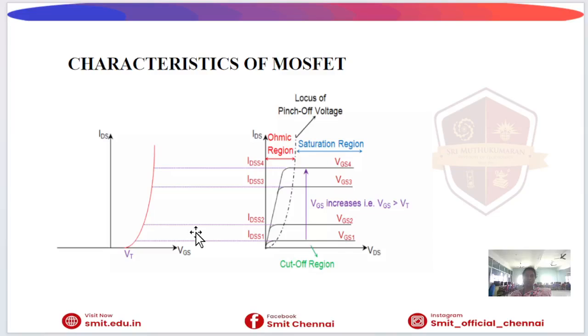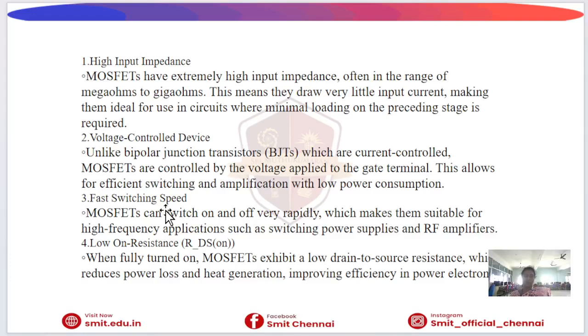Then one characteristic of a MOSFET is the high impedance. The MOSFET possesses an extremely high input impedance. The input impedance may range from mega ohms to giga ohms. The gate is insulated by an oxide layer, so very little current is drawn from the input source. This reduces the power consumption, and this is a voltage control device. Unlike a BJT, which is current controlled, the MOSFET is voltage controlled. So the advantage is that less power is needed to control the device. Therefore, MOSFETs are more efficient.